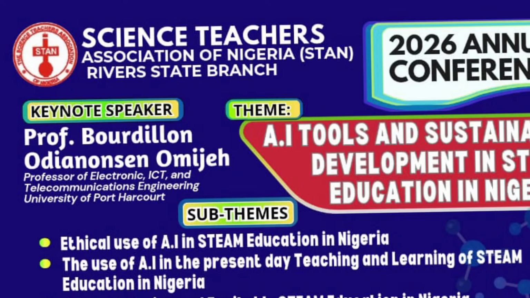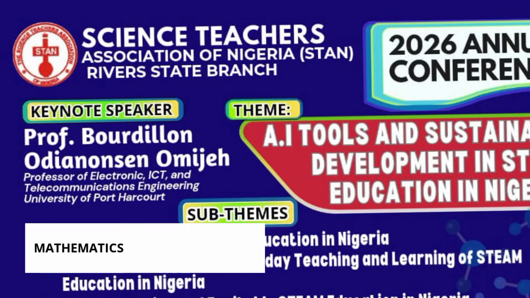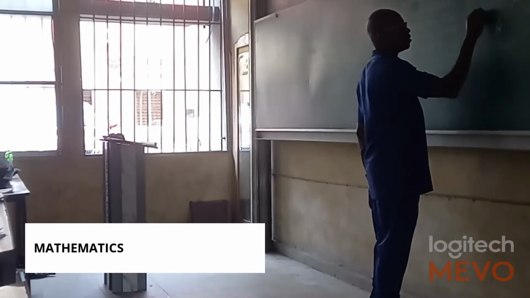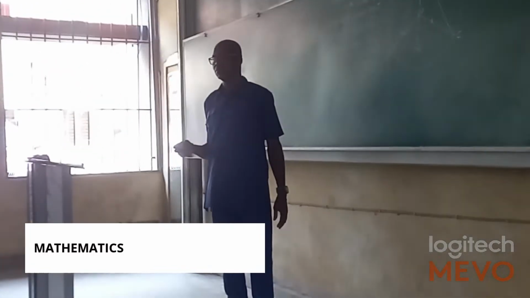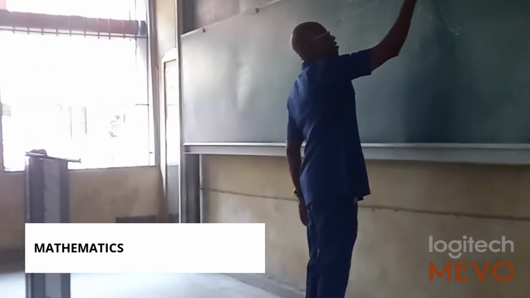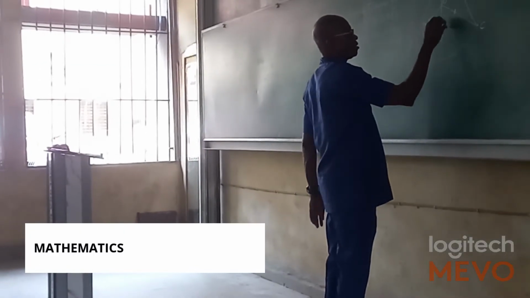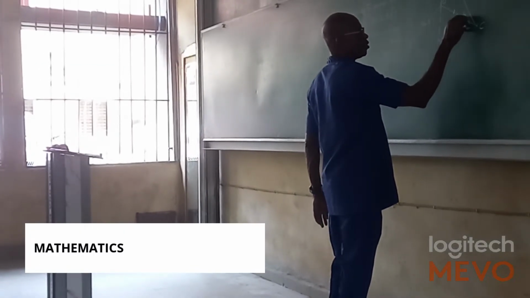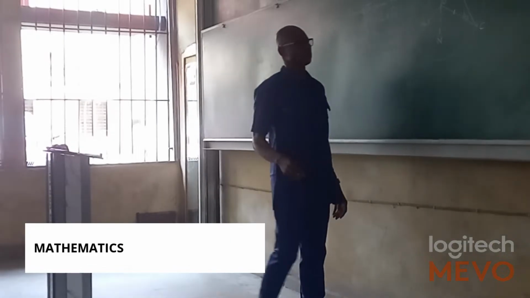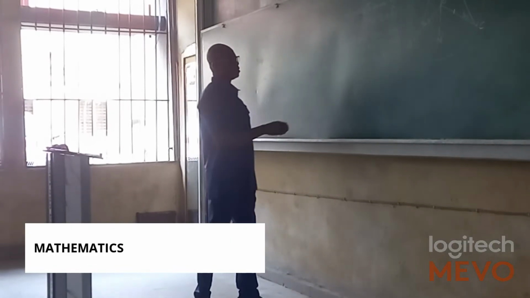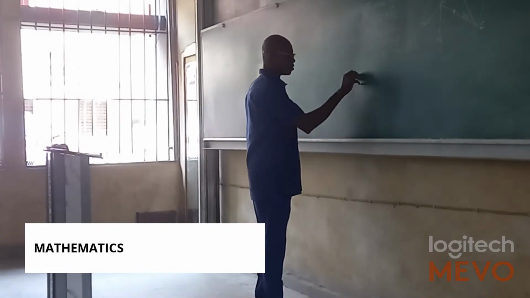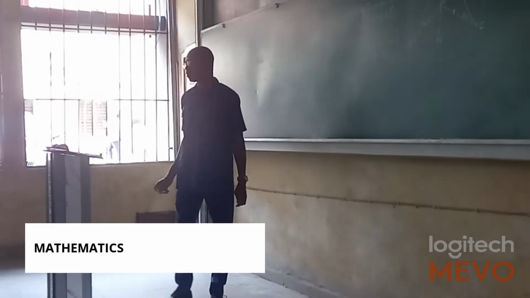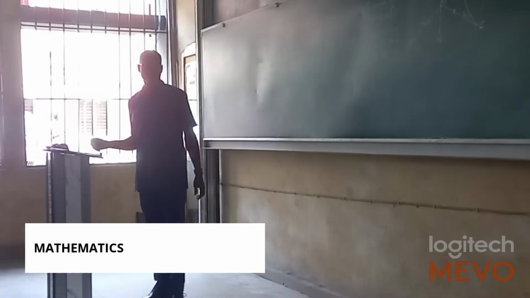Now, let us name this angle here A1. If this one is A1, this one will be A2. Name this angle B1. This one will be B2. Now, let us see how we can carry out the proof.